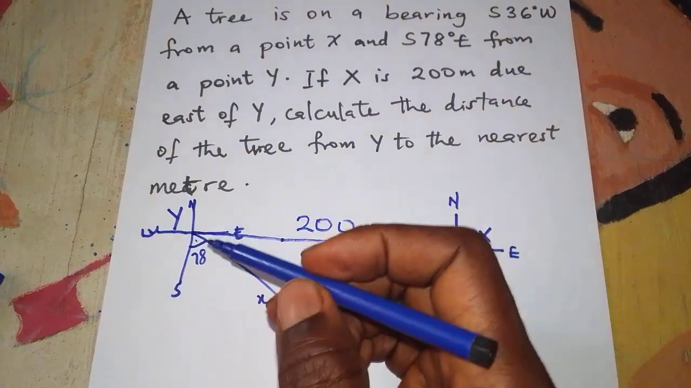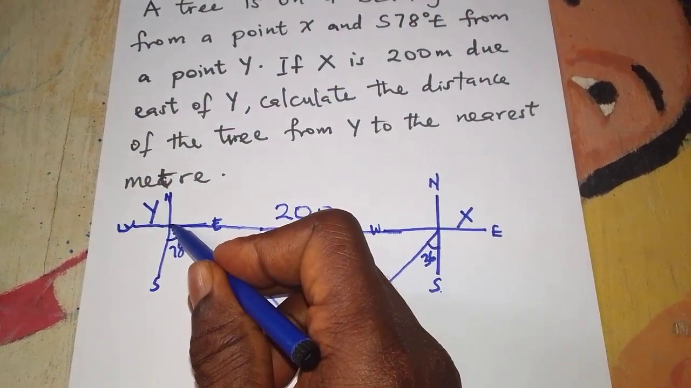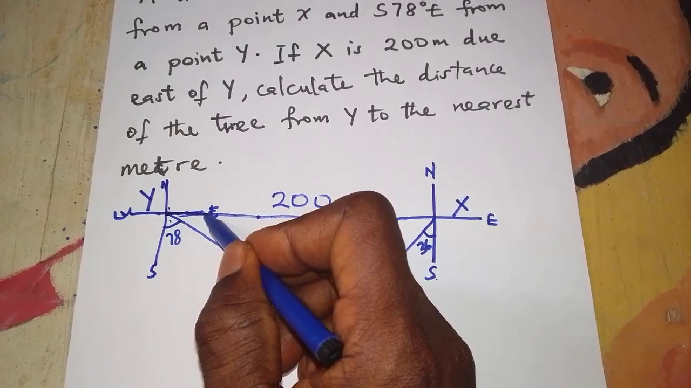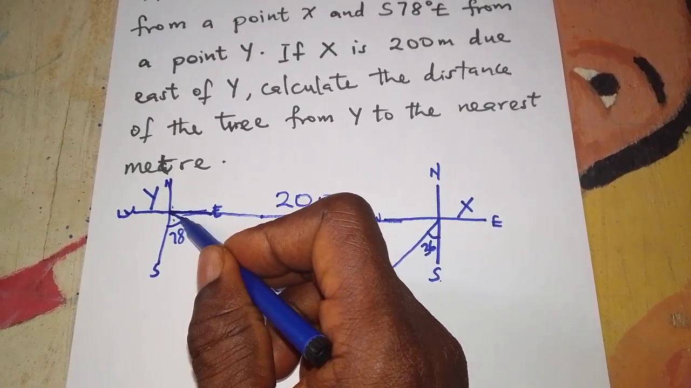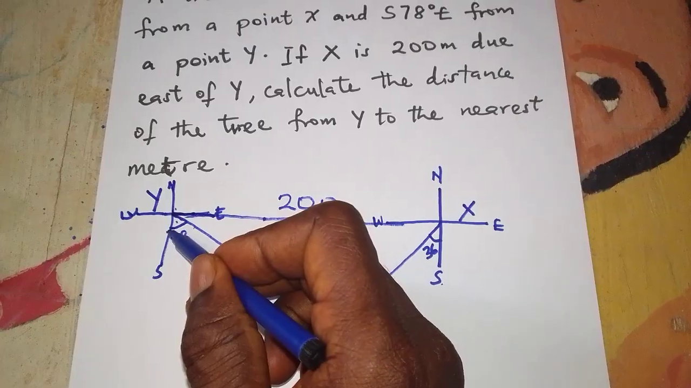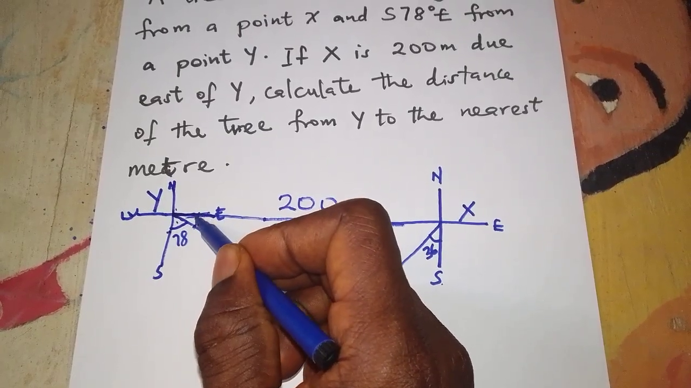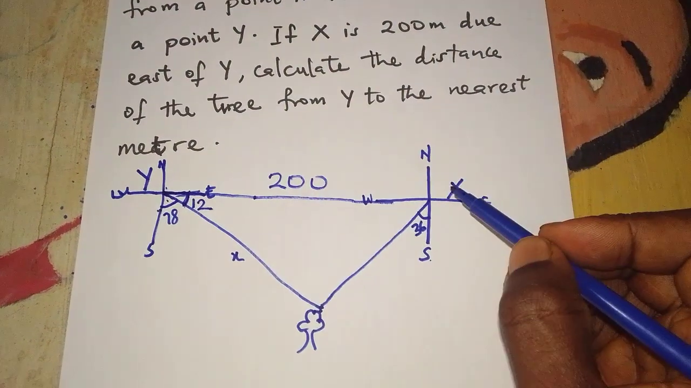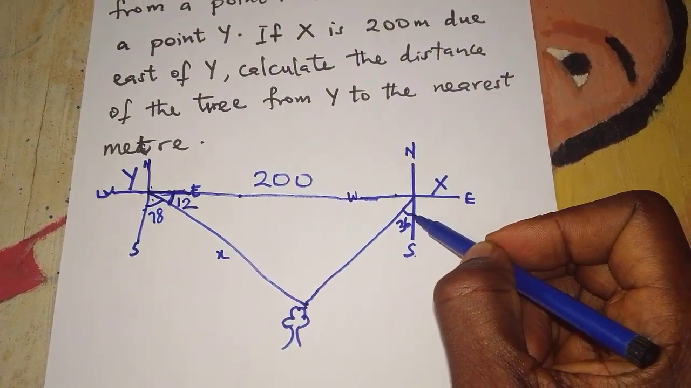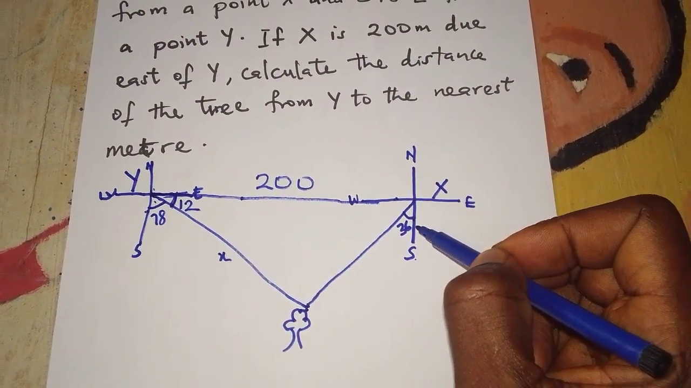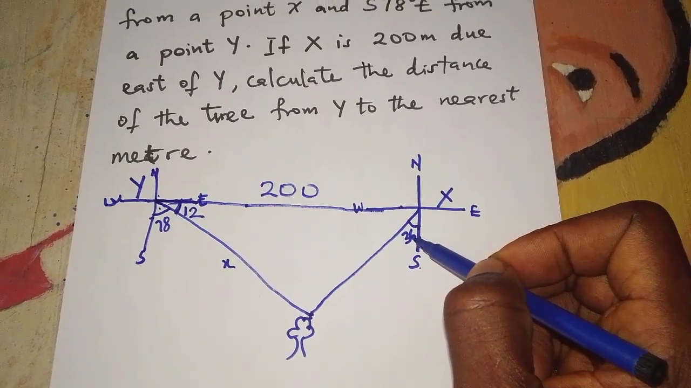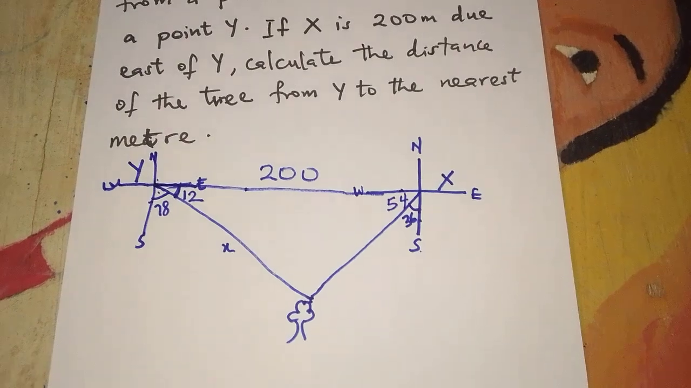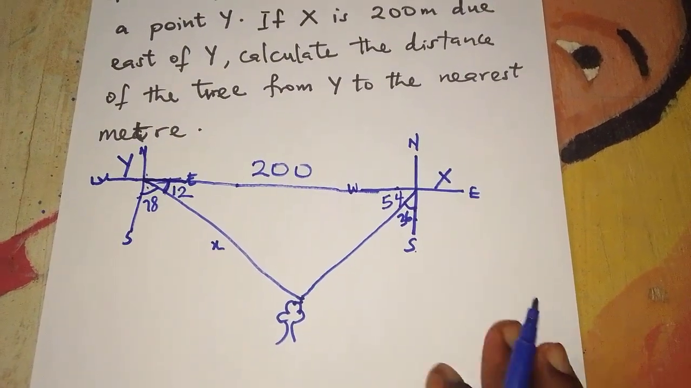So now let's try to get the value for the angle. Here this is an angle of 90. Now if the angle here is 78, from here to this place is 90. 90 minus 78 gives us the angle here, which should be 12 degrees. Also, from here to this place is 90. 90 minus this 36 will give us 54. The angle here will be 54. So it will be easier for us to now get the third angle.